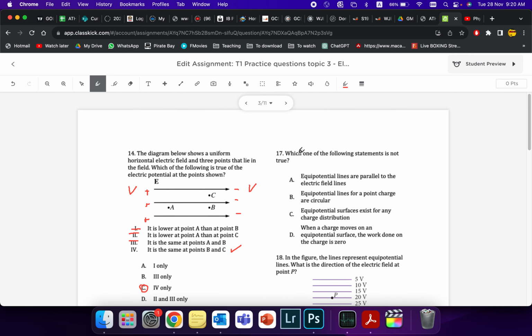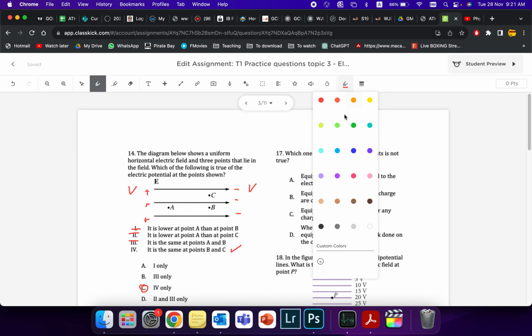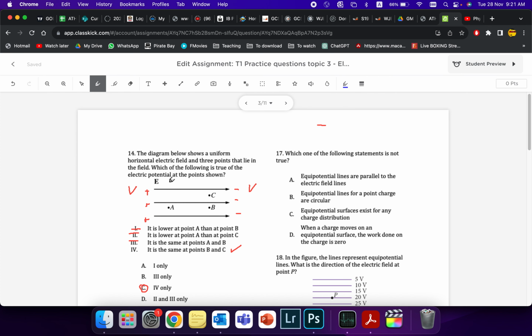All right. Which of the following statements are not true, talking about equipotential lines and surfaces? Equipotential lines are parallel to the electric field. What does that mean? That means if I had a field, which is here actually going to the right, let me just use this field. Equipotential lines are the lines like that, crossing it. So for example, this could have been plus 10.